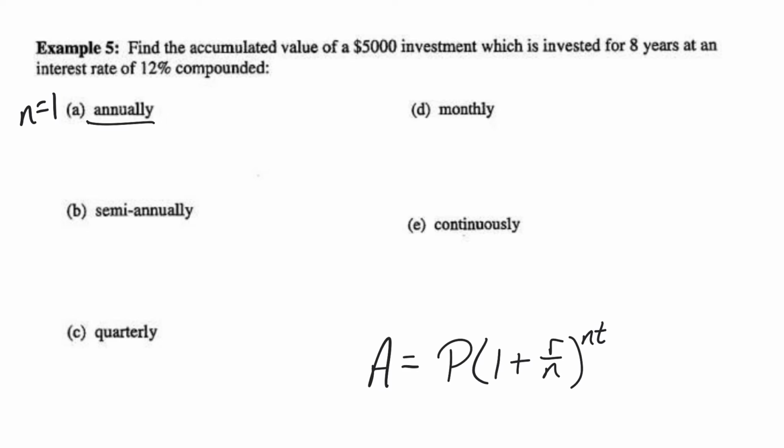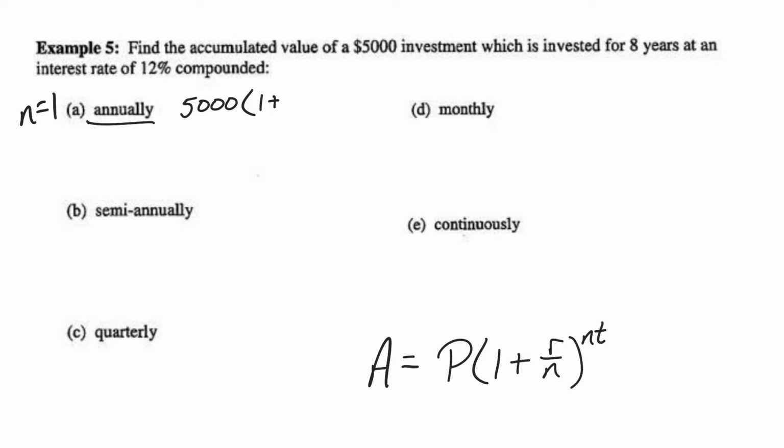But let's go ahead and put this formula together and then see what we get. I'm going to go ahead and write it as a value of 1, but please don't do this when you're doing it for yourself. So our initial investment is $5,000, our principal, excuse me.